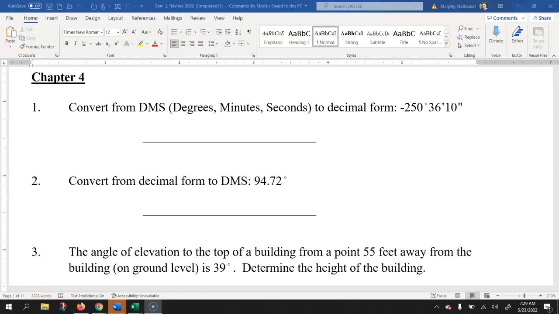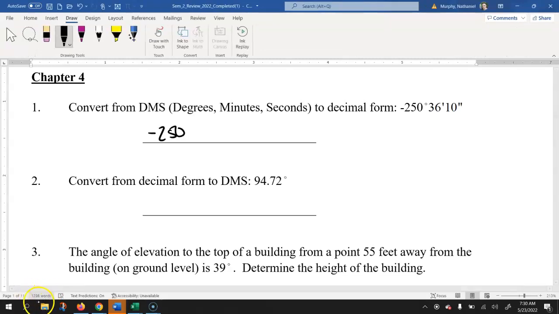All right, in this review, we're going to be reviewing Chapter 4. So let's start right away with reviewing how to convert from degrees, minutes, and seconds to get an answer in decimal form. So here we have negative 250 degrees, 36 minutes, and 10 seconds. To get that in decimal form, well, we have the negative 250.